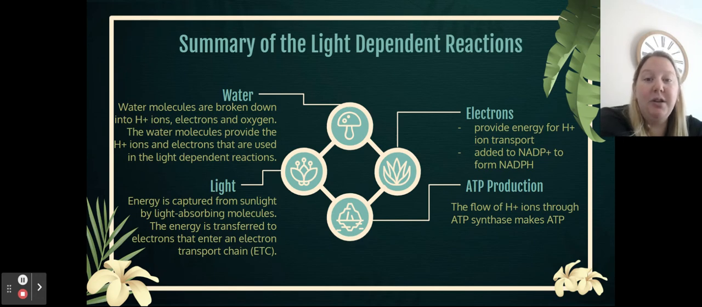A summary of the light-dependent reactions. So water first. Water molecules get broken down into hydrogen ions and oxygen. Oxygen is given off as waste. Hydrogen ions and their electrons are used to power the light-dependent reactions. The light that gets absorbed from sunlight is what is actually driving these reactions to happen. We have to have that energy from the sunlight in order for these to even be taking place. The electrons from water provide energy for hydrogen ion transport and get added to NADP plus to make NADPH. And ATP production is the flow of hydrogen ions through ATP synthase in order to make ATP.